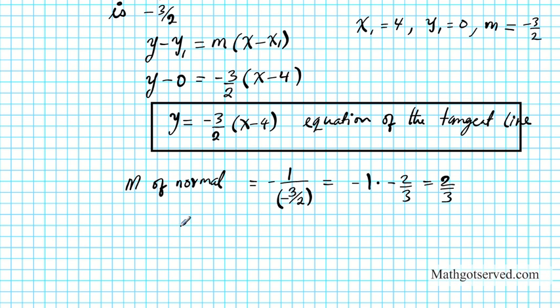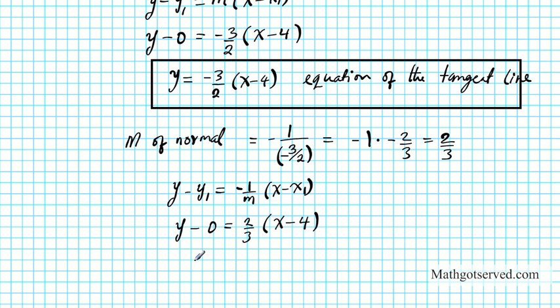So if we want to write down the equation of the normal line, we'll have y minus y1, we're going to use the same equation, equals negative 1 over m times x minus x1, where m is the slope of the tangent line. We already calculated what this is. So we have y minus y1, still the same y1, which is 0, equals negative 1 over m, and the slope of the normal is 2/3, we calculated it here, times x minus 4. Okay, that's x1. Simplify this, we have y equals 2/3 times x minus 4. Okay, so this is the equation of the normal line.